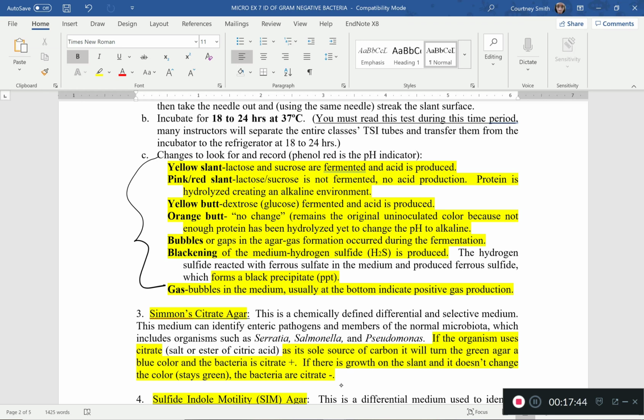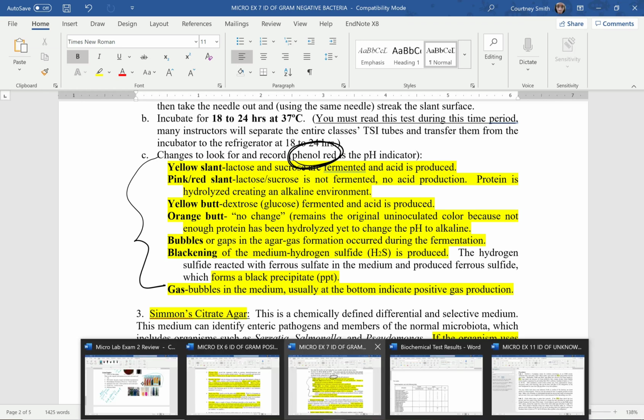And then also the pH indicator for TSI is phenol red. So phenol red, also know that too, guys, okay? So if you need to, pause the video so you can read over all of that, but I'm going to go ahead and go on to the next media.